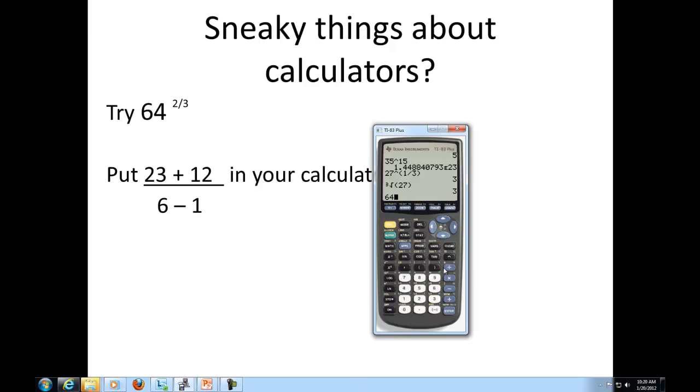So if I try another rational exponent, 64 to the 2/3 power, you can see again I get an answer of 16. So that took the third root of 64 and then squared that answer.